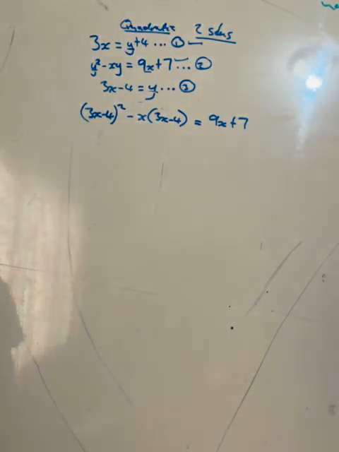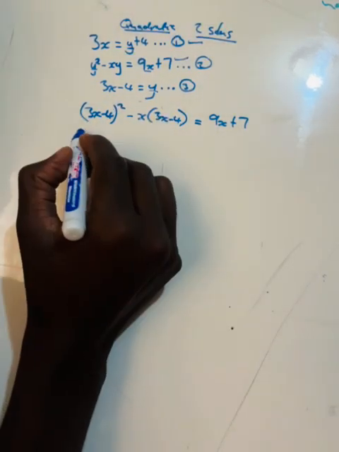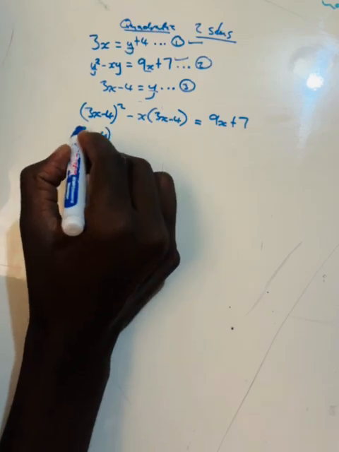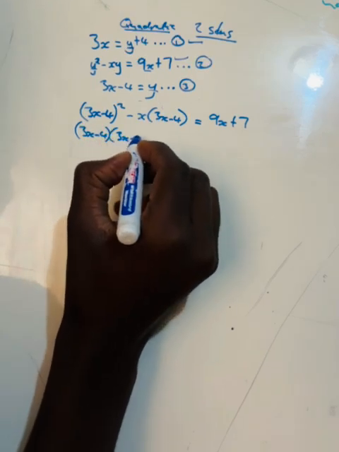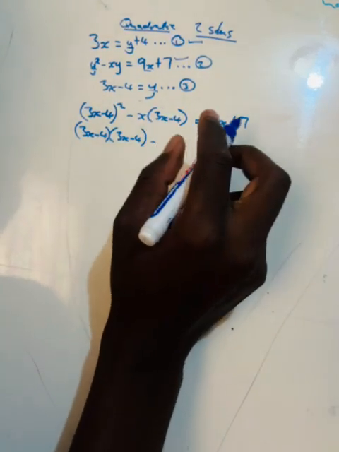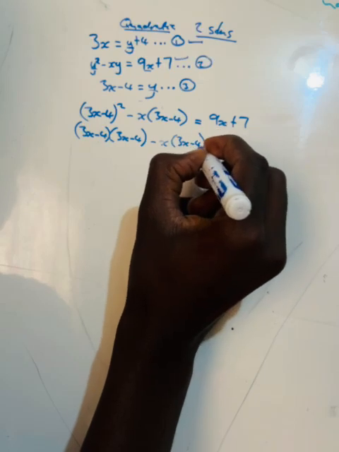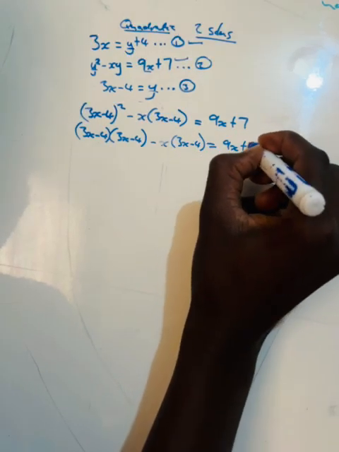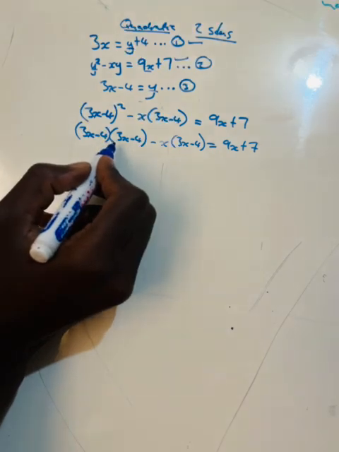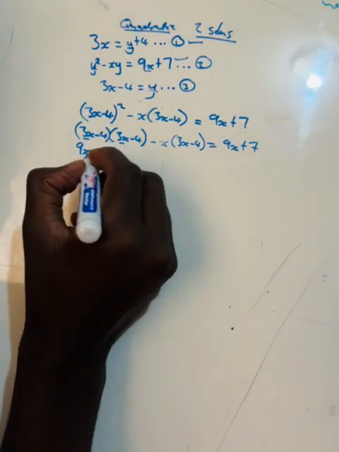Now, what is the first step? Remember, when you are given open bracket 3x minus 4 close bracket squared, it means that you have got 3x minus 4, the first bracket, and another 3x minus 4, the second bracket. This is what this squared means. Minus x, open bracket, 3x minus 4, which is equals to 9x plus 7. From there, now I have to expand these terms, these binomials. So now I say 3x multiplied by 3x, it gives me 9x squared.